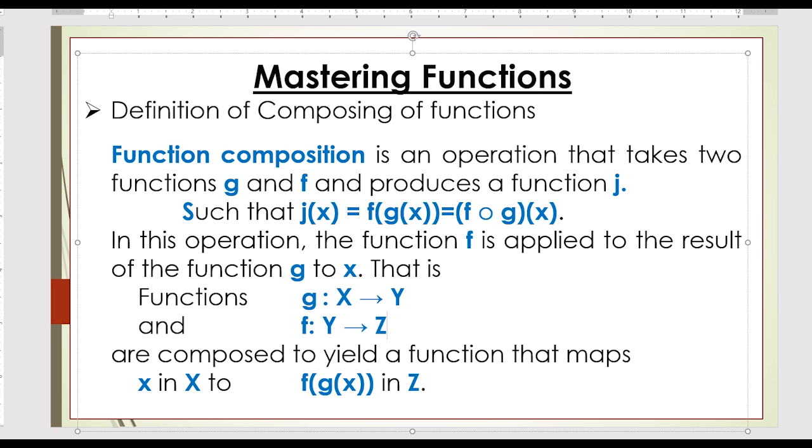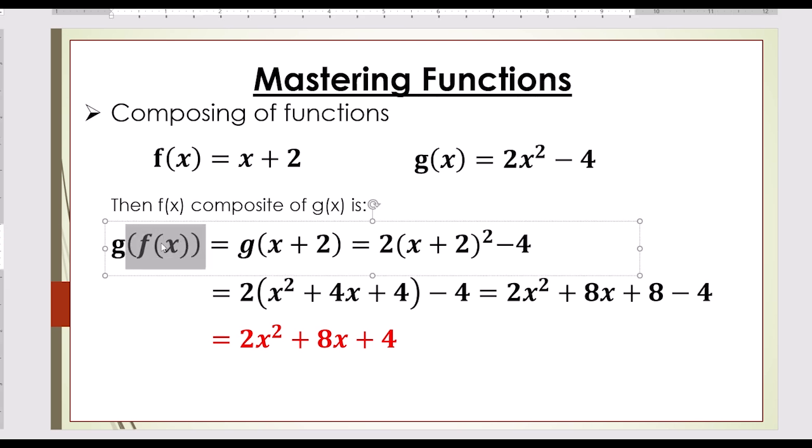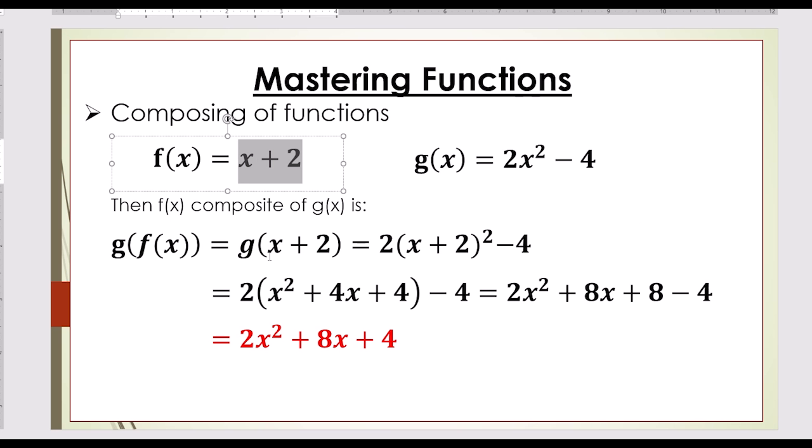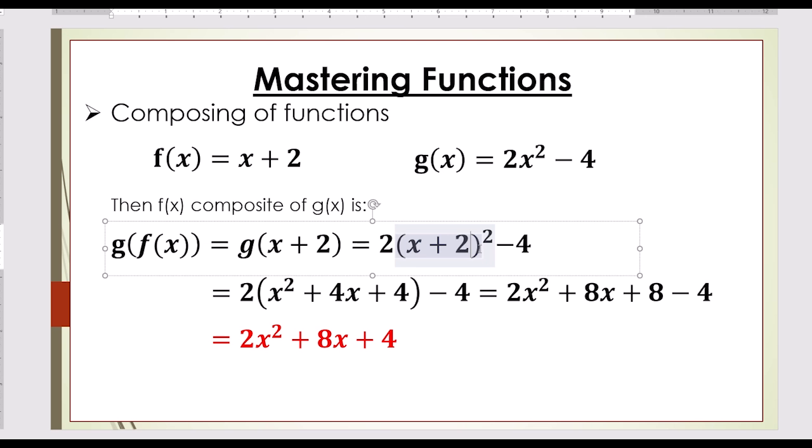Let's try an example of composition of functions. For example, we have function f of x equal to x plus 2 and function g of x equal to 2x squared minus 4. Then f composite of g of x, it writes in this form. f of x is the result, and then we put this result into the function g, to get the final answer. So g composite of f of x equals g of x plus 2, because function f is x plus 2. We substitute this x plus 2 into the g of x function, and we get this result.